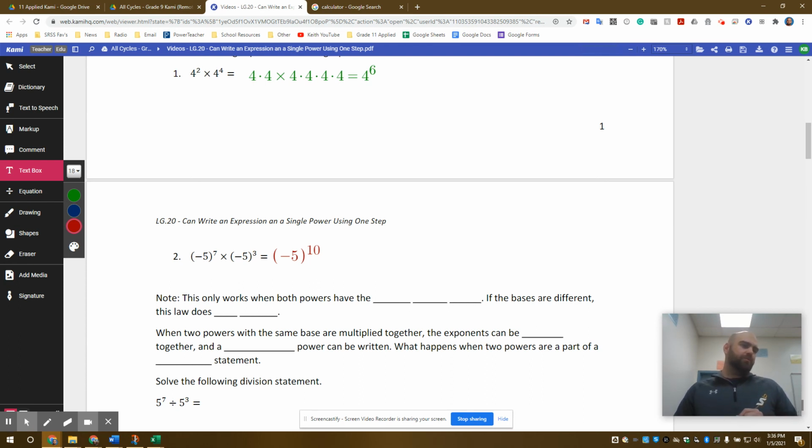Quick little note though: we have to remember that this only works if the powers have the exact same base. If you're given an operation and the bases are different, this law does not apply. Then you can just solve it the way we would have with order of operations. We can't actually put them together.